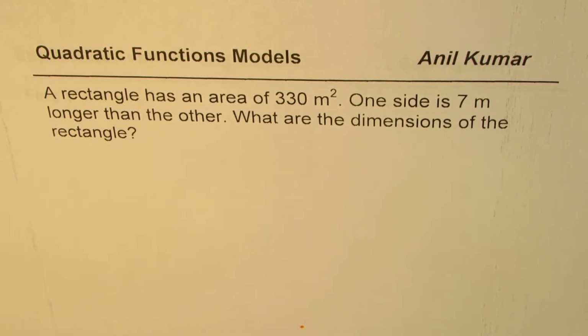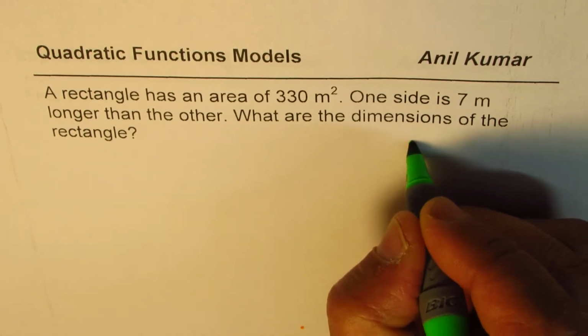We are going to model the situation and then solve. The question here is, a rectangle has an area of 330 meters squared. One side is 7 meters longer than the other. What are the dimensions of the rectangle? So let's first define our variables.